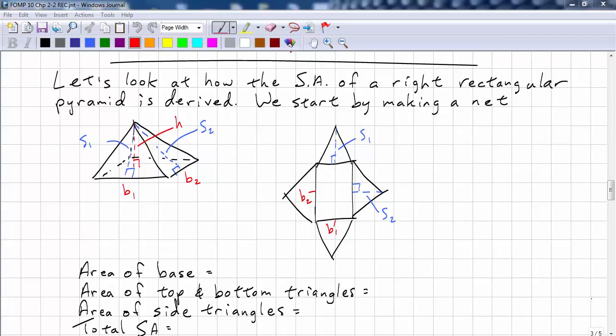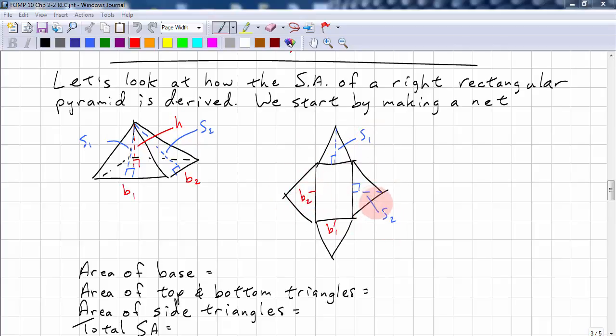This is Foundations of Math and Pre-Calculus 10, Chapter 2.2, and we're going to look at Part 2. In Part 2, we're going to be looking at right rectangular prisms and how it's derived, and we can start by making a net. So what we want to do is unfold each one of these triangles out, and we get a net that looks like this.